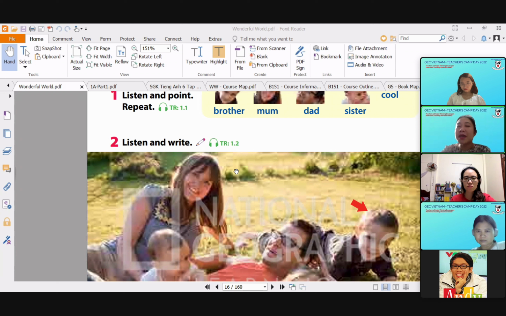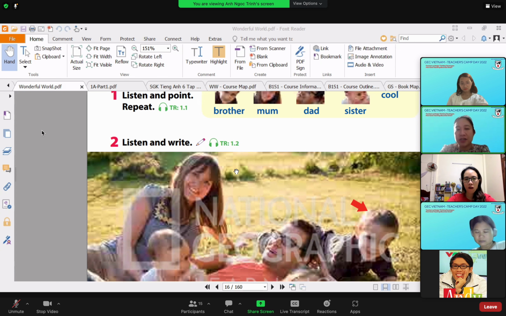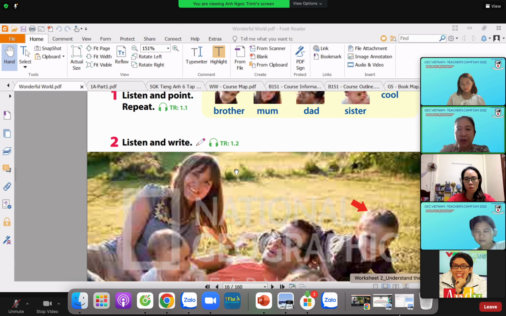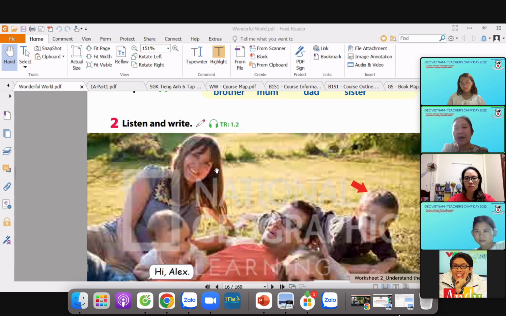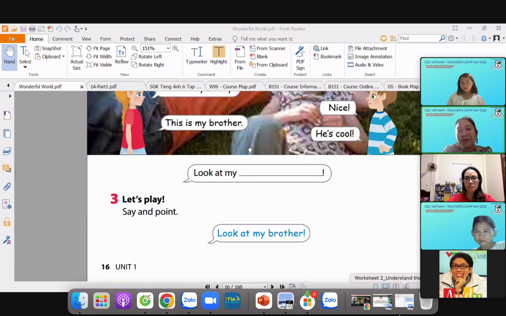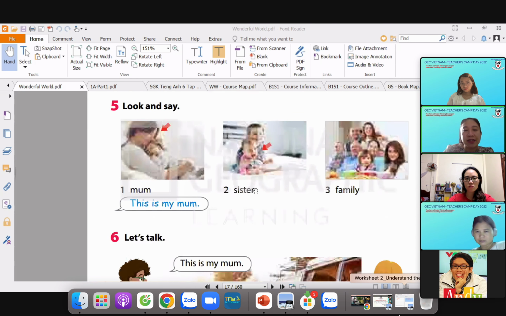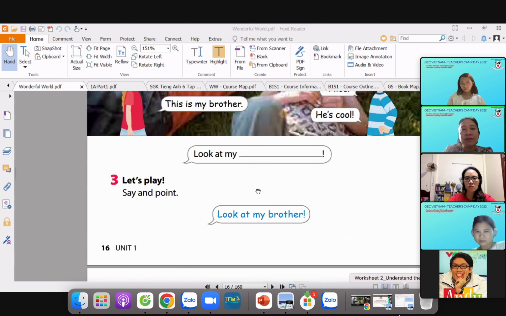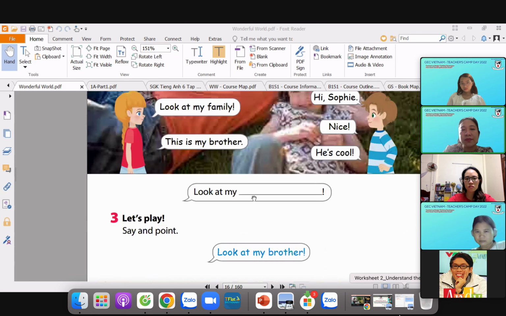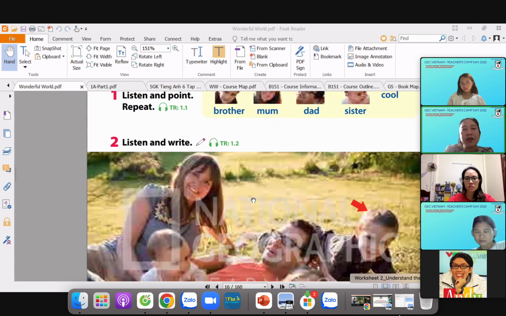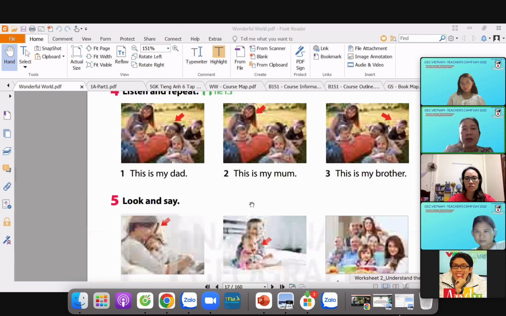Yes. So it requires teachers to brainstorm ideas on how to teach, and to develop activities based on the given instruction and the course outline. From here, you have a lot of activities to arrange: listen and repeat, look and say, let's talk. So they are integrated: listening, writing, speaking.